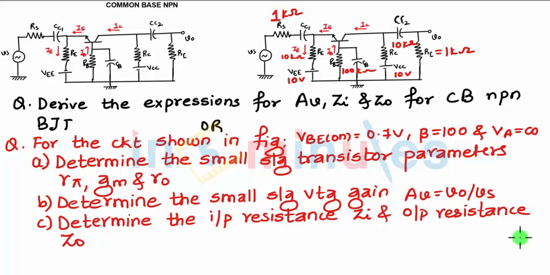The next type is the common base NPN transistor. How to identify the type of the transistor? As I have told you, the arrow is always from P to N. So this is P, this is N, and the remaining terminal is N. So you have an NPN type of transistor.